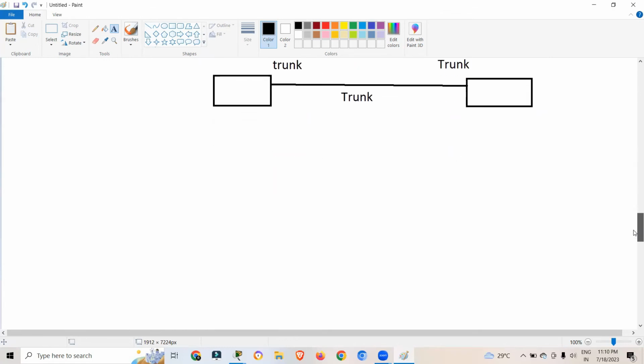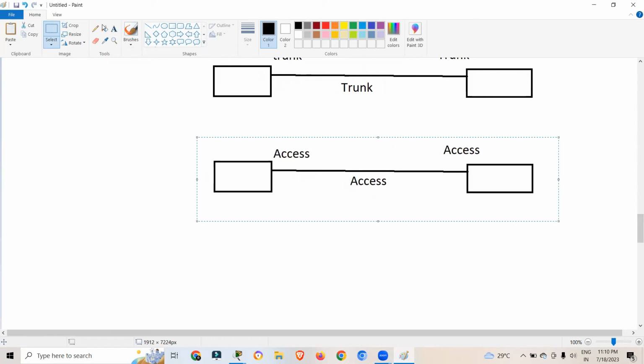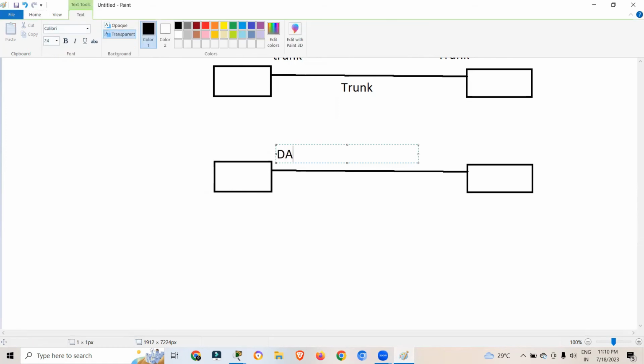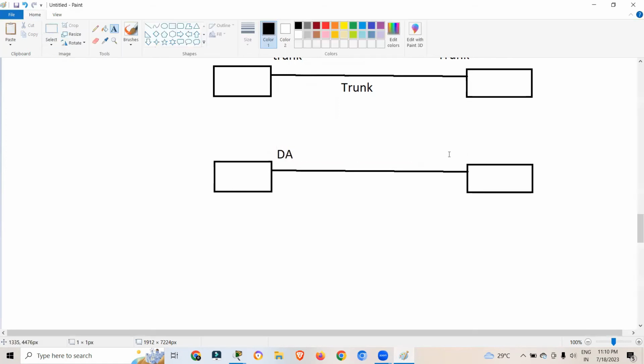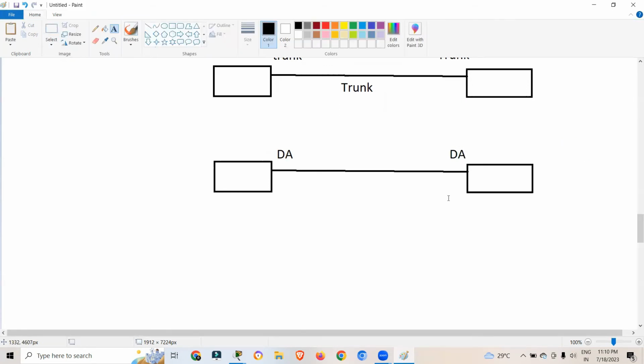Now come to the next point. Dear, the administrator purchased two new switches. Both of these were in dynamic auto. You already know that when you purchase and turn on a new switch, they will all be in dynamic auto mode.